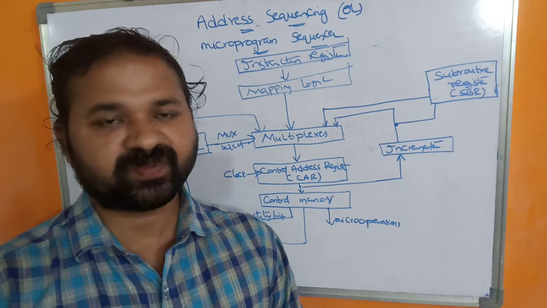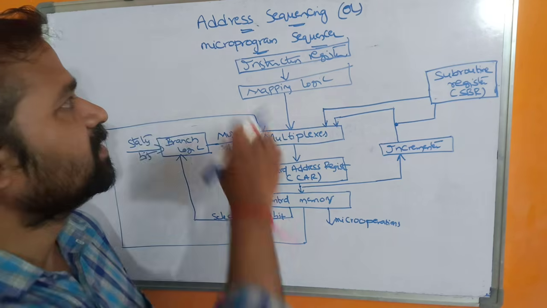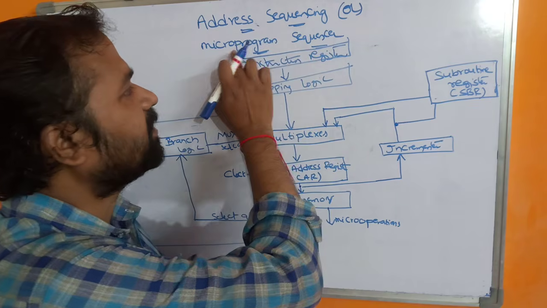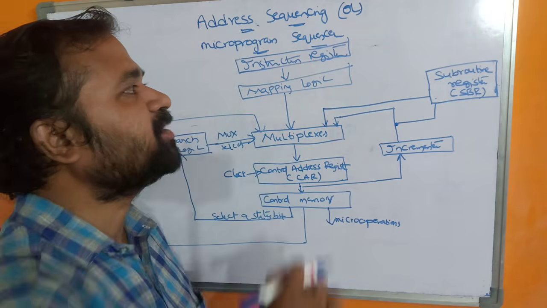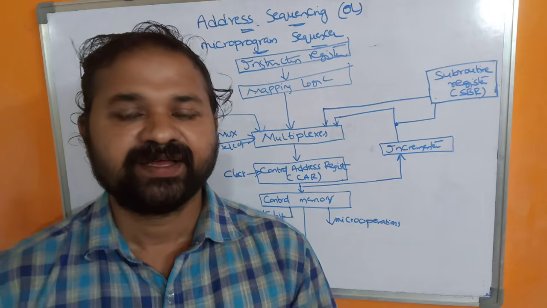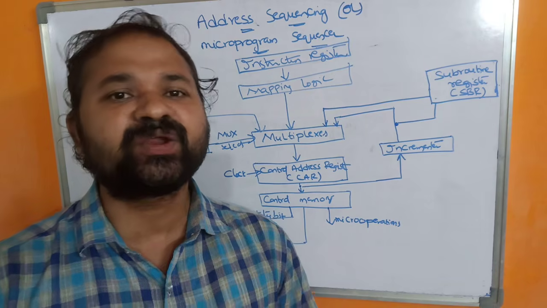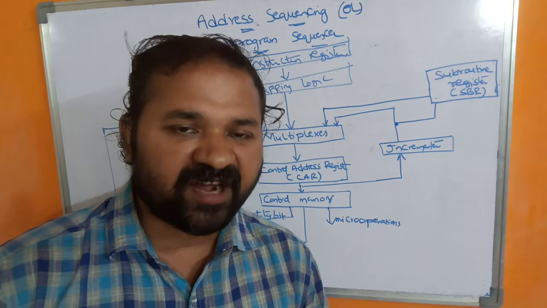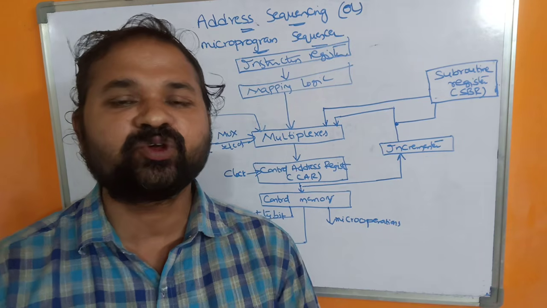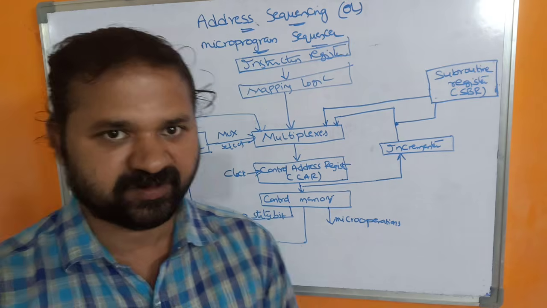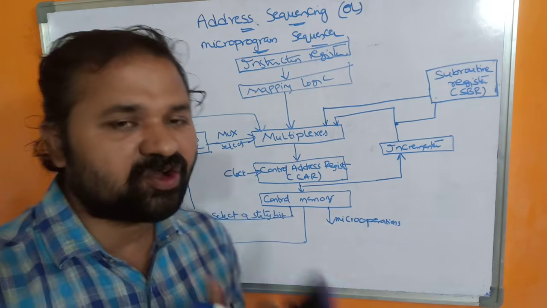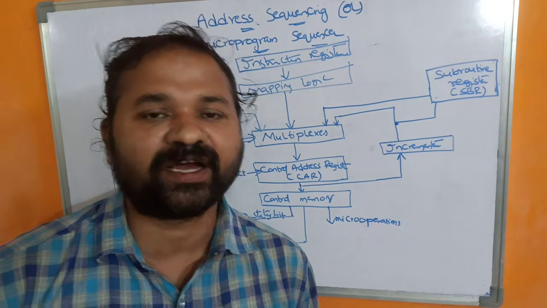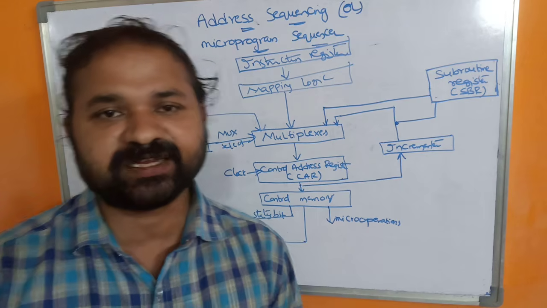In this video, we are going to discuss address sequencing, which can also be called a microprogram sequencer. Generally, we design a control unit using two approaches. The first approach is the hardwired control unit. The second approach is the microprogrammed control unit. Here we are going to discuss the microprogrammed control unit.